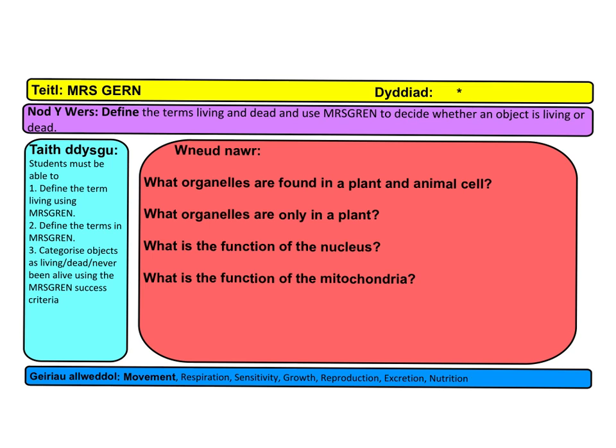Today it is about Mrs. Gren. So that's your title, Mrs. Gren. Keywords: movement, respiration, sensitivity, growth, reproduction, excretion, and nutrition.